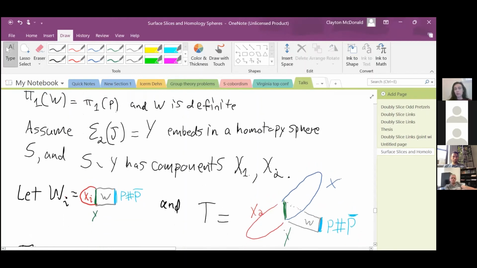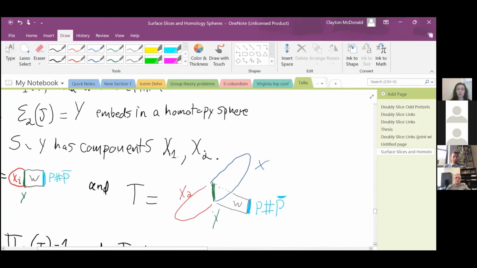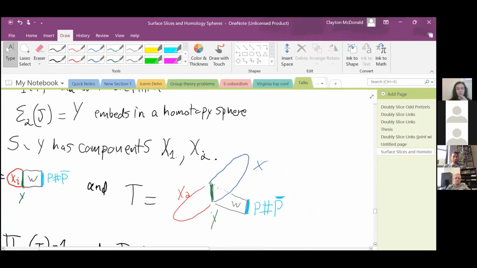And then we're going to define a few other spaces. I'm not going to say manifolds because one of them is not a manifold. So first of all, we define Wi as attaching Xi to W. And then we define T, I wrote T for triad. The idea here is that we're attaching both X1 and X2 to W. And so we get this non-manifold part, but it's still a space.